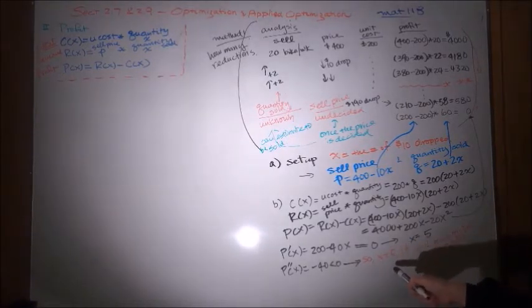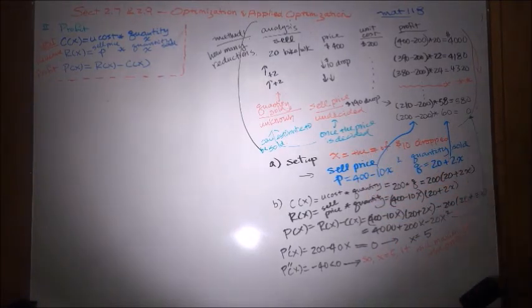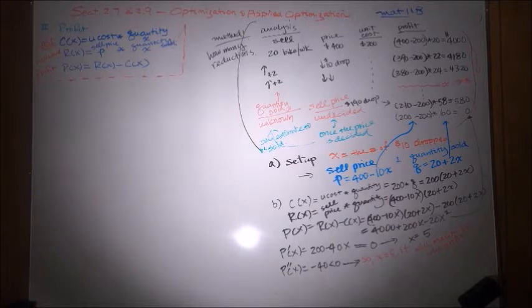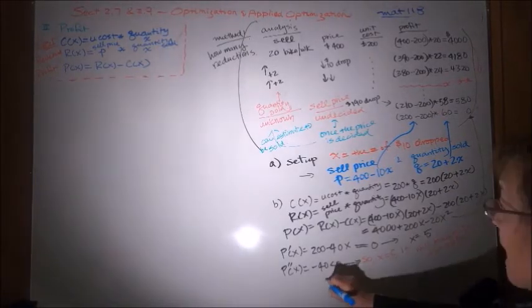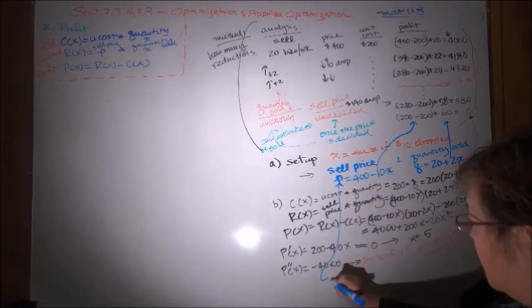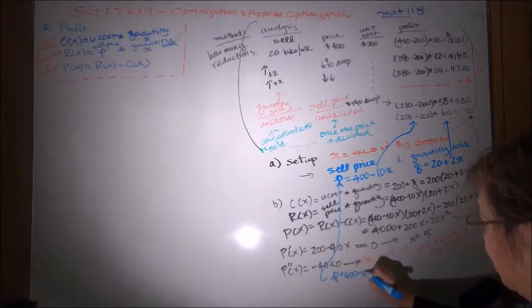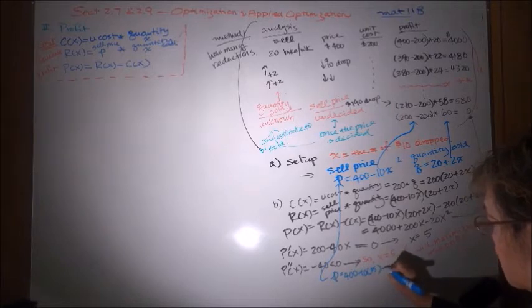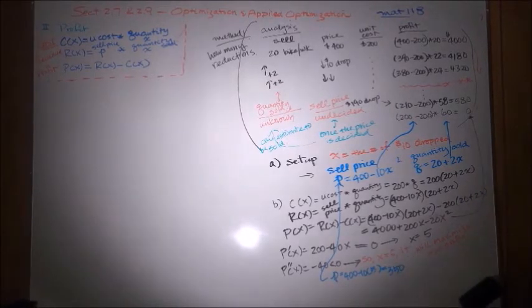5, what does 5 mean? It's the number of $10 drops. So if you drop 5 of those $10, that means what? The price would be 400 minus 5 of the discount. So that would be what? $350 each. That's the price you are going to sell.